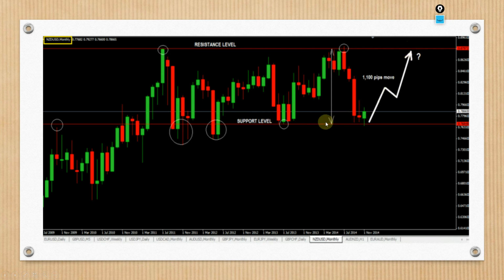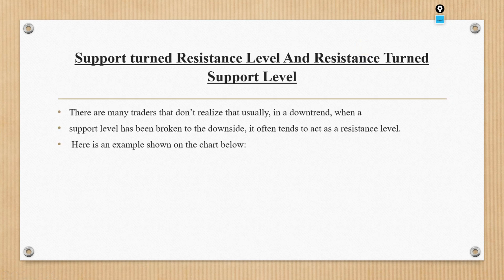So we buy at support and sell at resistance. I hope that is clear. We'll be buying at support level and selling at resistance. That is another rule. So support tends to turn into resistance and vice versa.